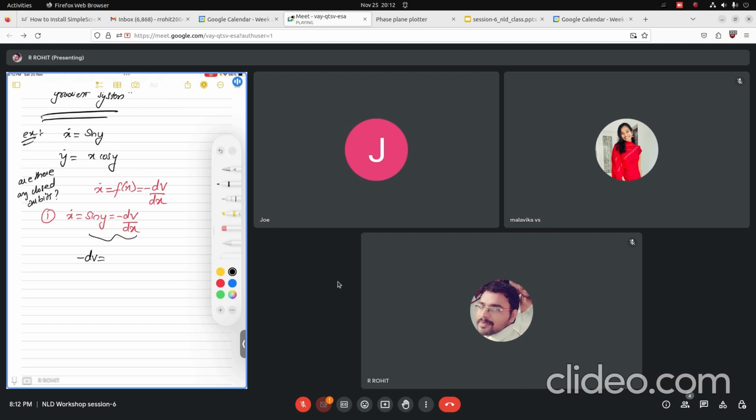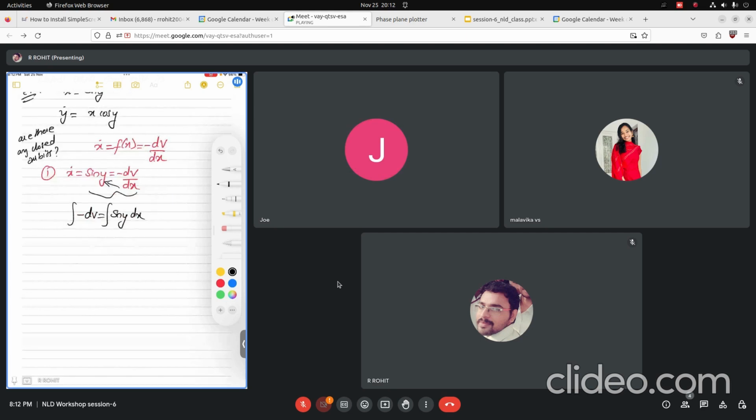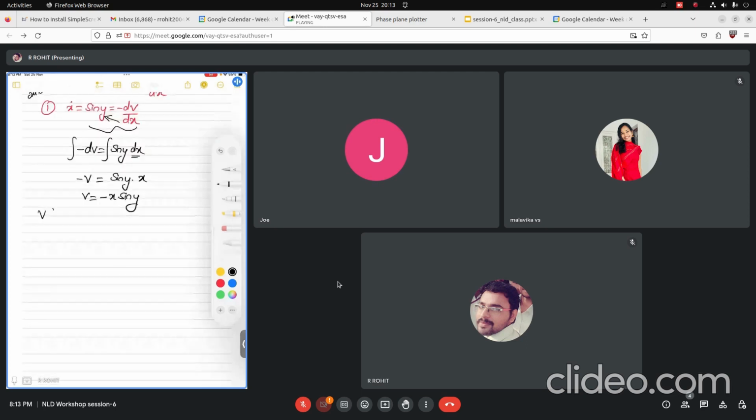So if it is that case, minus dv is nothing but sine y into dx. This I cross multiply. Now you integrate them. So minus dv is nothing but minus v, and sine y is a constant because your derivative is dx. So sine y will come out and you will have x. So your potential function v is nothing but minus x sine y. So now you got the potential function. V is now a function of x and y.